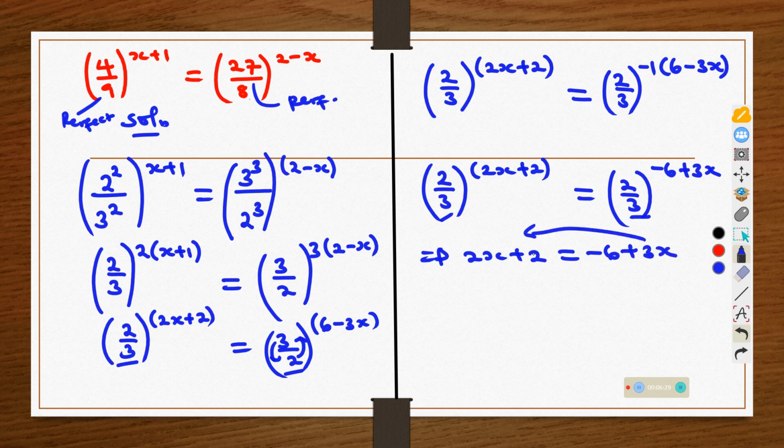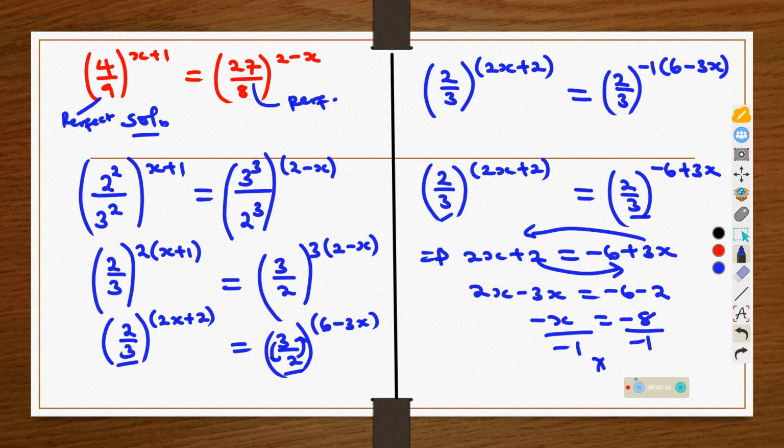We can take this one to the other side. So 2x minus 3x will be equal to negative 6 minus 2. So this is negative x, which is equal to negative 8. So divide by negative 1, and your x will be equal to positive 8. Therefore, the value of x is positive 8, and that will be the required answer.